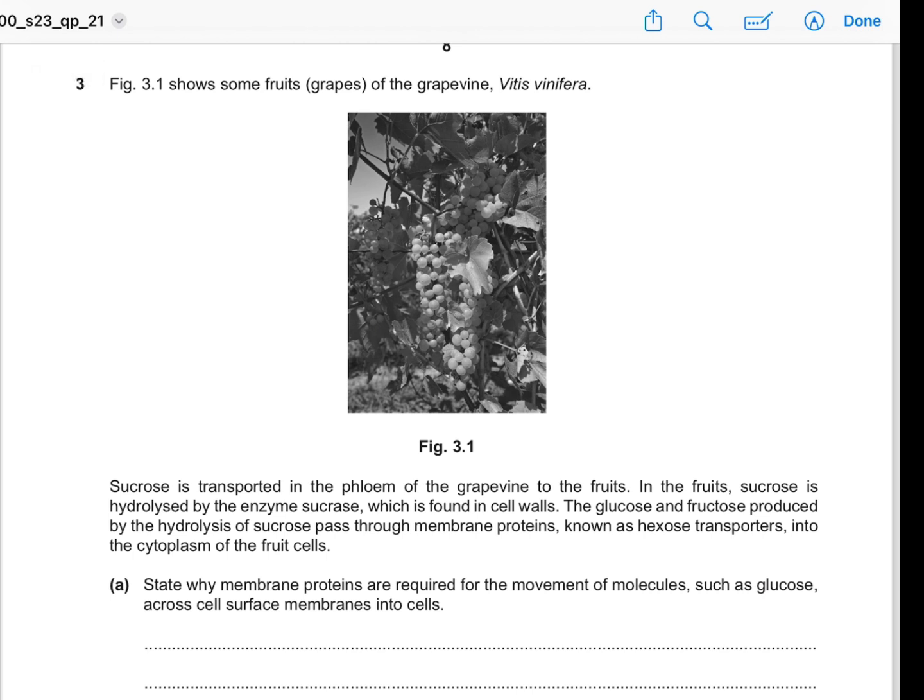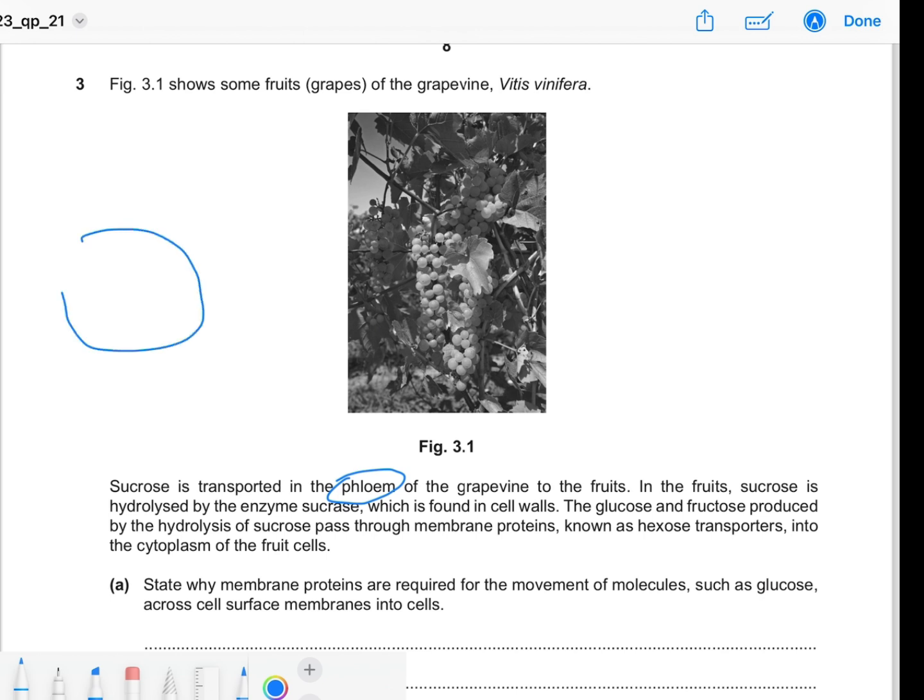Figure 3.1 shows some fruits of the grape vine. Sucrose is transported in the phloem of the grape vine to the fruits. So phloem is one of the two transport vessels that you find in plants. Sucrose is hydrolyzed by the enzyme sucrase, which is found in cell walls. The glucose and fructose produced by the hydrolysis of sucrose pass through these membrane proteins known as hexose transporters into the cytoplasm of fruit cells.